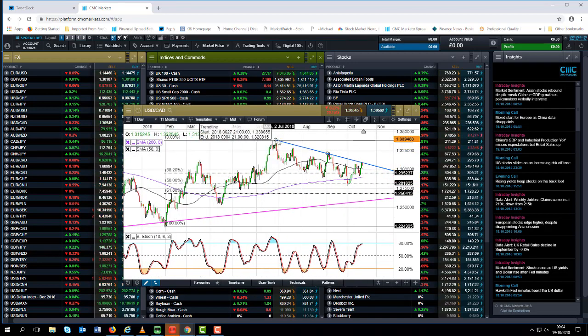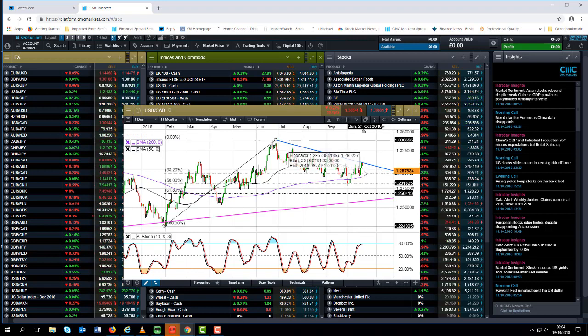So keep an eye on this downtrend line on dollar CAD. Currently it comes in just above the current highs of the day, which is around about 1.31. So 1.31, a key resistance level on dollar CAD.